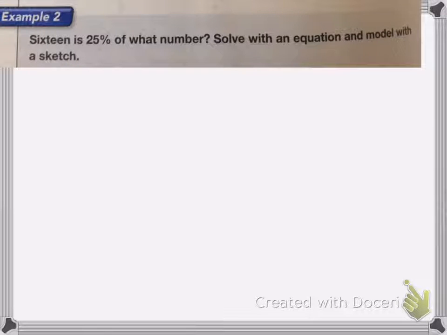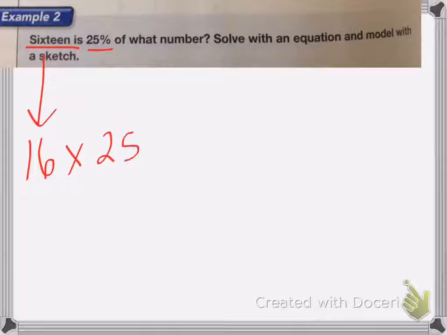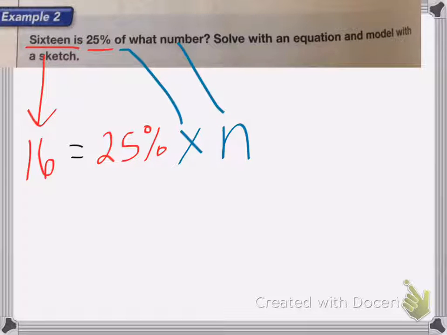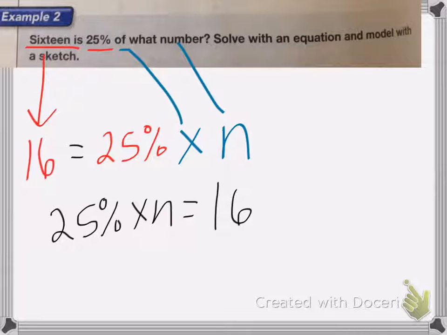Okay, on this problem, we have 16 is 25% of what number? Solve with an equation and model with a sketch. So here we're going to decipher again. We have 16, bring that down, 16 is equal to 25% of, is multiply, what number n? So I can write this either way. I can also write it as 25% times n equals 16, if that is less confusing.